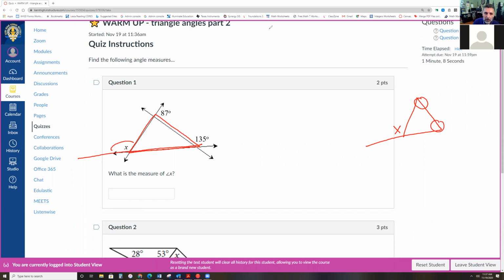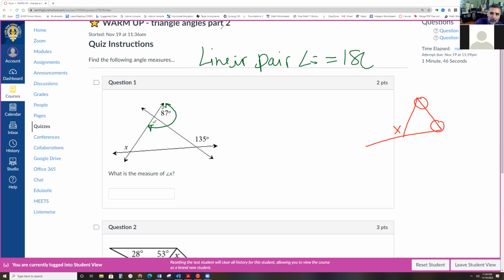Okay, so let me clear some of this up. Check it out. Here's a line, and here's two angles. So I know that's a linear pair. If I want to find the angle measure of this inside angle, I need to subtract 87 from 180, because linear pair angles equal 180. So if I want to figure out this first inside angle, I do 180 minus 87. And when I do that, I believe it's 93. Yeah, 93. So I know this inside angle is 93 degrees.